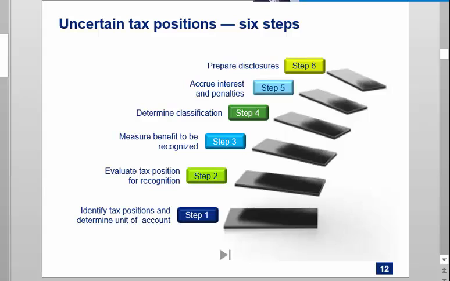Okay. Step 3. So once you pass go, right? Once you pass step 2 and you get past recognition, then you need to look at your position on a settlement basis. So a lot of things can happen in the real world with respect to tax positions. If an auditor comes and audits you, lots of different outcomes can happen.